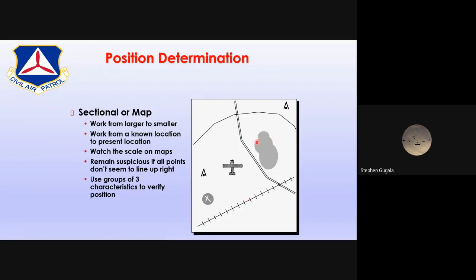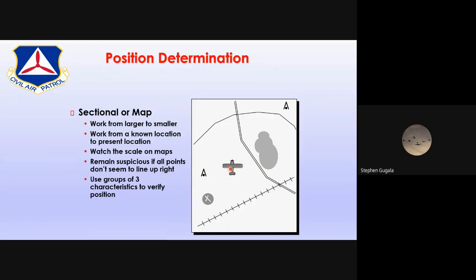So you identify, I think we're near a lake such and such. Now you start to work yourself down into smaller features. Well, what else is near lake such and such? Oh, there's a cell phone tower that should be off to my left. Boom, you identify the cell phone tower. Now you've got a pretty good idea that you are in this zone on your sectional.